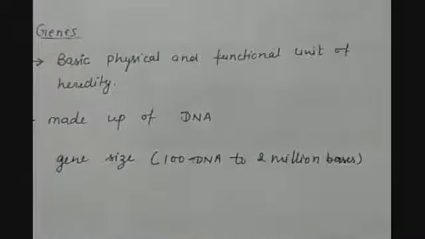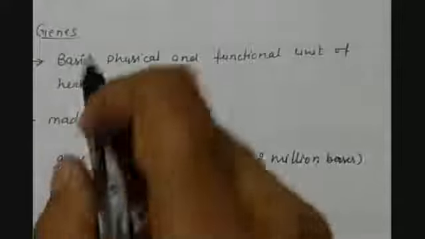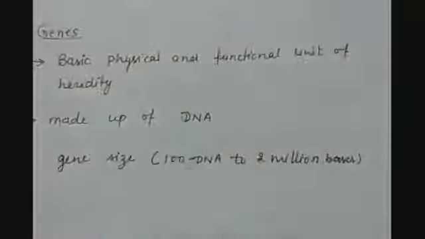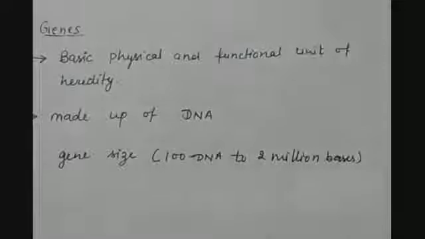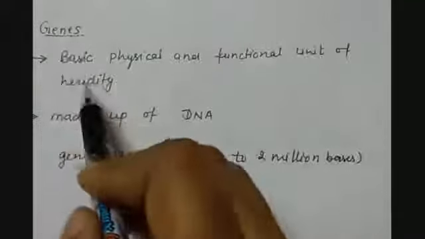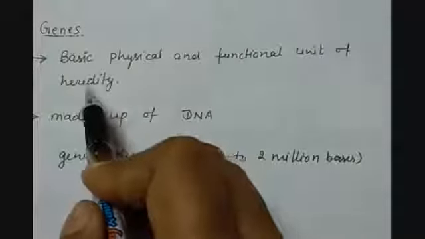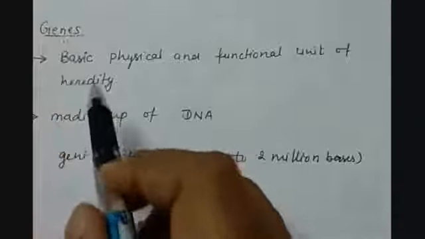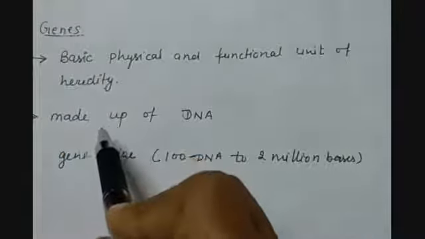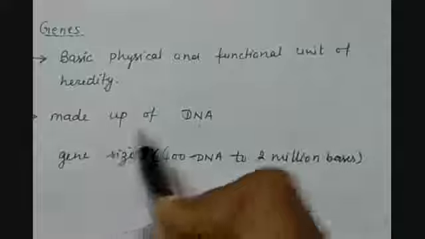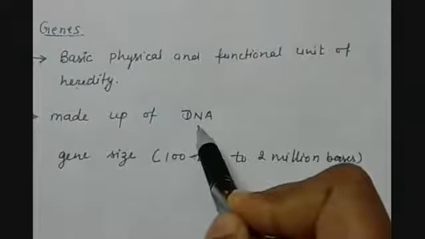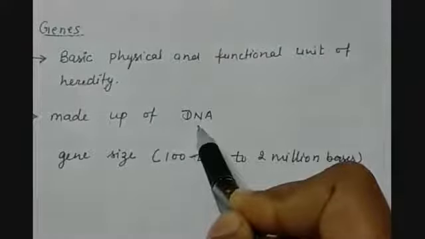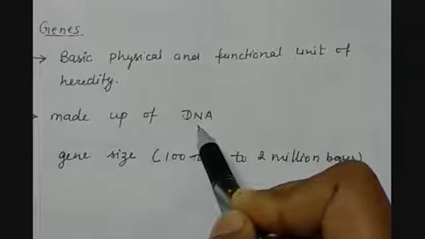The next is genes. So genes are basically the basic physical and functional units of heredity. That means the basic heredity, or you can say the genetic information, is carried in the genes, and these genes are actually made up of DNA, or deoxyribonucleic acid. And what is present in the DNA? It is the base pairs of chemicals.